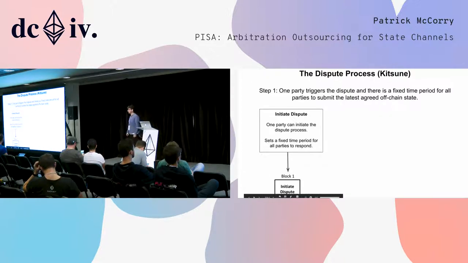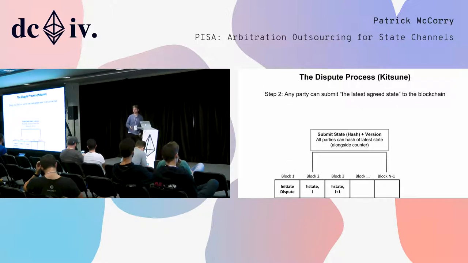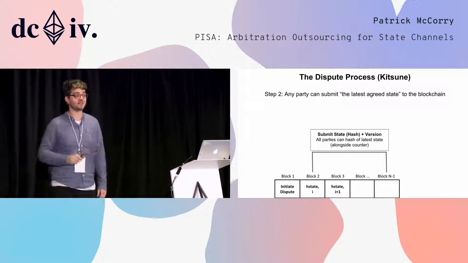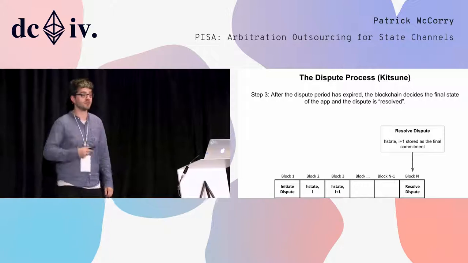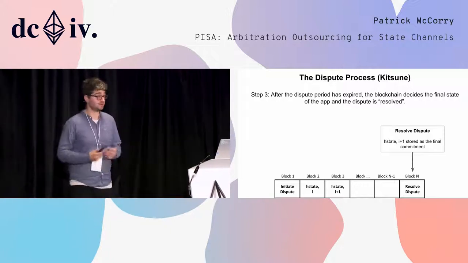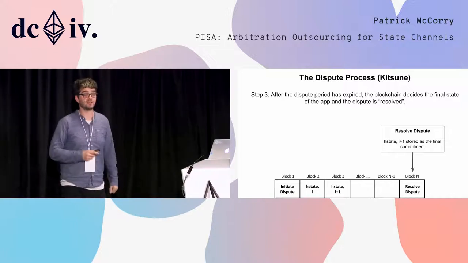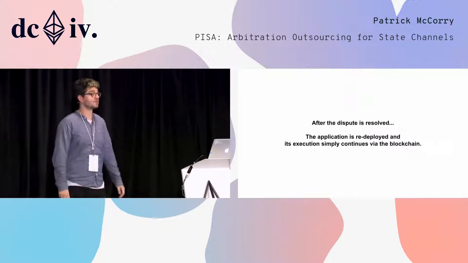So how does this work in practice? Alice will create a transaction, broadcast it to the network, and initiate a dispute. The smart contract will say, okay, there is now a fixed time period for everyone to respond with the latest off-chain state that they are aware of. Of course, Alice is going to broadcast the state of the game where she's just about to win. Because this is the most recent state of the game, it should have the highest counter. After the fixed time period, anyone can send a transaction to the smart contract to settle the dispute. The smart contract will say, what was the state I received with the largest counter? That is the final state that people agreed off-chain. And that's all our dispute process cares about in this state channel.